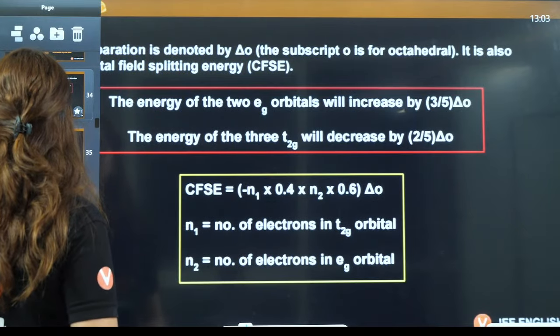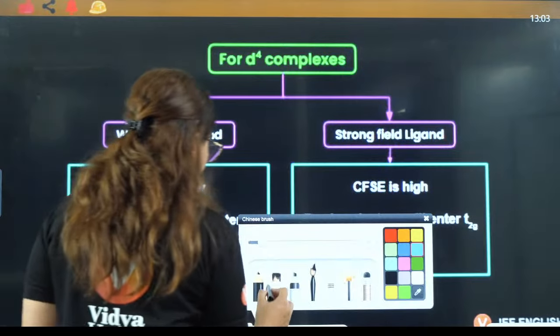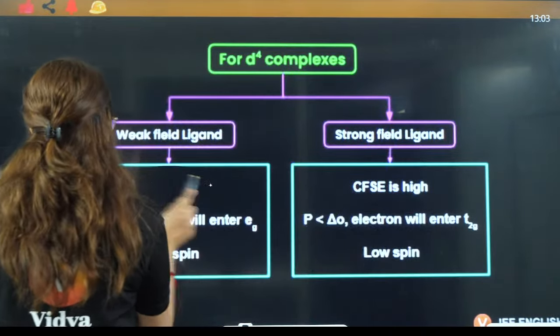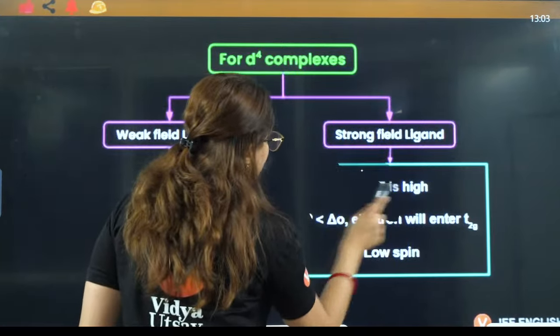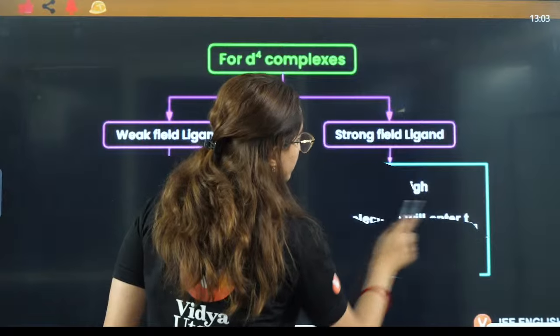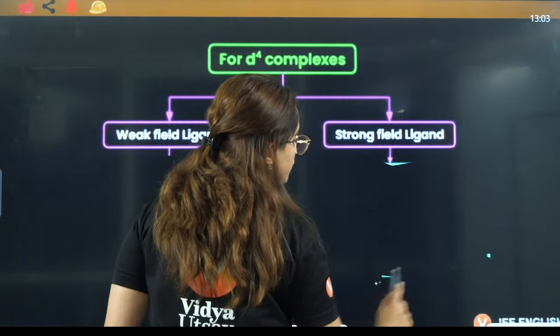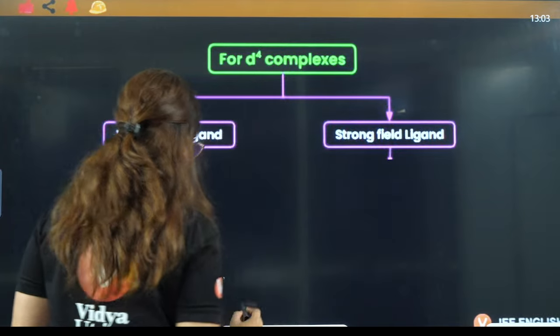Okay, I'll just write it here. Weak field and strong field ligand, what else can they write for you? How can they confuse you in the exam? See.